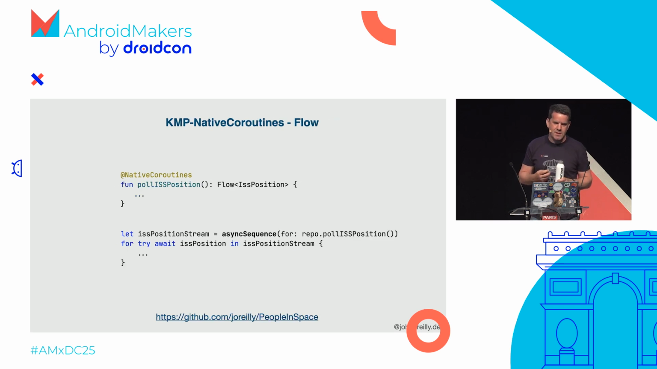Likewise with flows, in this case using the library's async sequence function to convert the flow to a Swift async sequence, and then we can use Swift's for-await to iterate over the values collected.